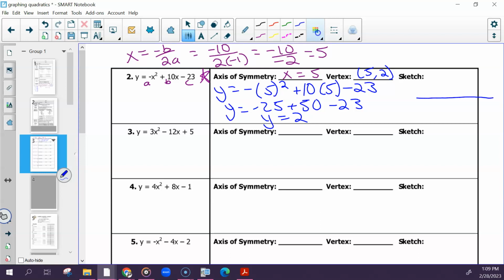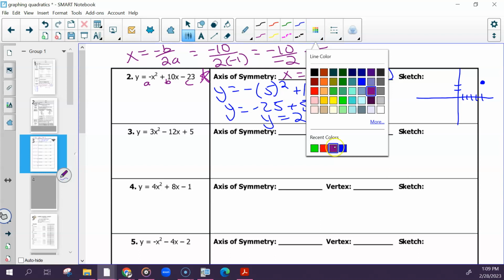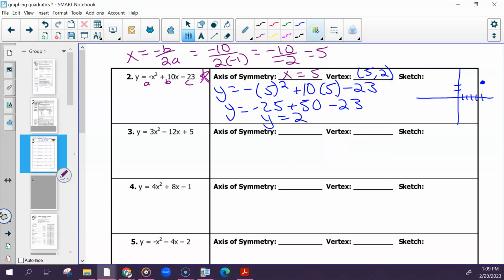So then draw a rough sketch. Plot your vertex. Axis of symmetry would be along that line at 5. Would this face up or down? Down, because A is negative. So from your vertex, draw a U that's facing down.